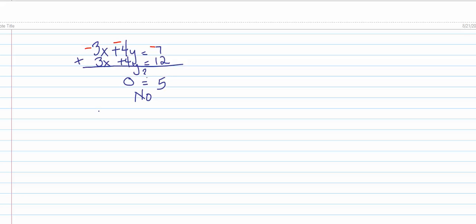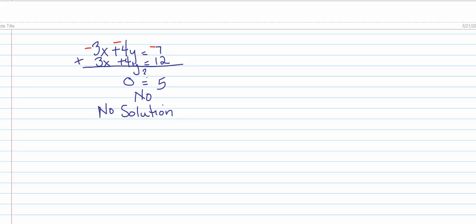So what this means is this problem has no solution. There is no ordered pair that will work in both of these equations. The reason is if we went and graphed these, the lines would be parallel lines. They would never cross. And the whole purpose of solving systems is to find out the place where the two lines cross. If they never cross, there is no solution.